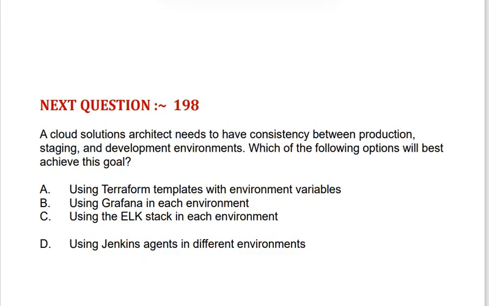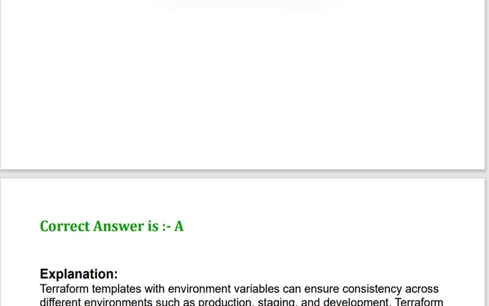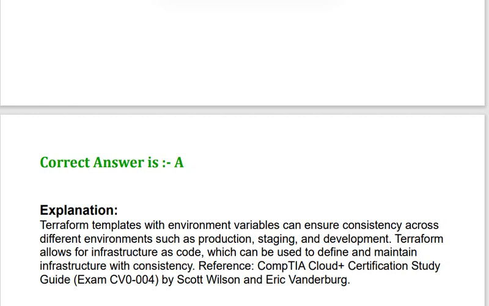Question is, a cloud solutions architect needs to have consistency between production, staging, and development environments. Which of the following options will best achieve this goal? Option A, using Terraform templates with environment variables. Option B, using Grafana in each environment. Option C, using the ELK stack in each environment. Option D, using Jenkins agents in different environments. Correct answer is option A.